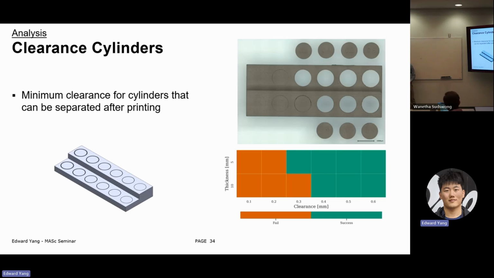And now looking at the clearances, after printing the parts, I separated out the ones that could be removed and the other ones that were still stuck inside. And this is a success map of that, looking at which ones were removed successfully.